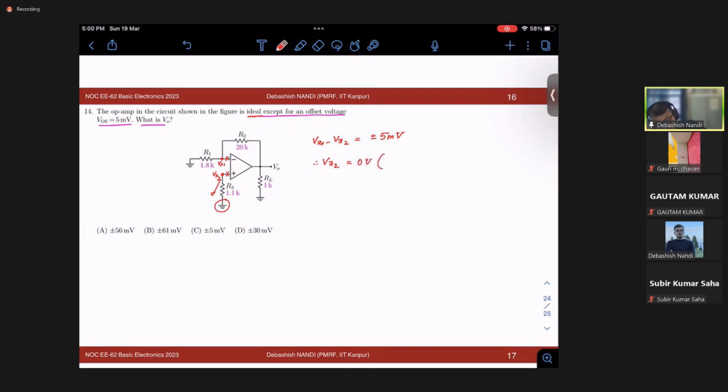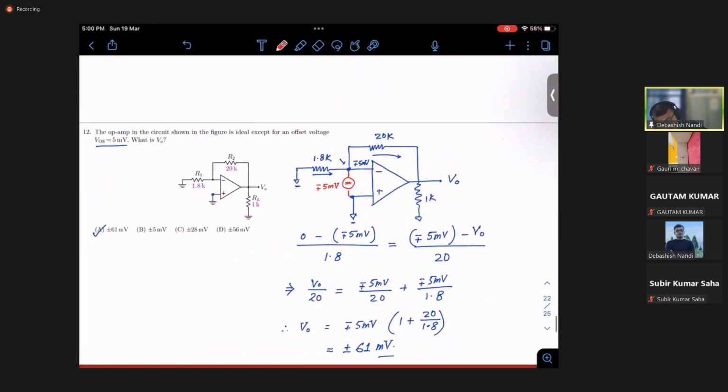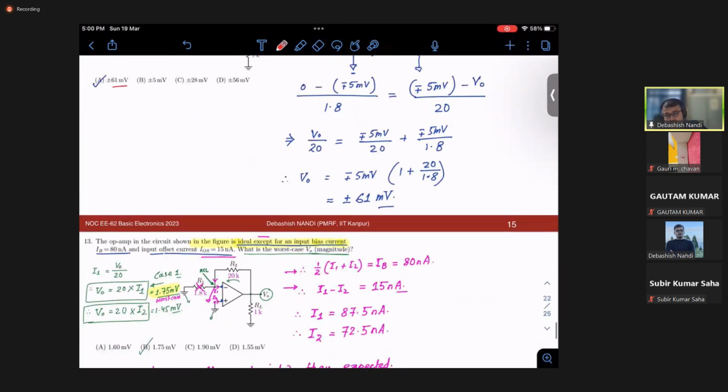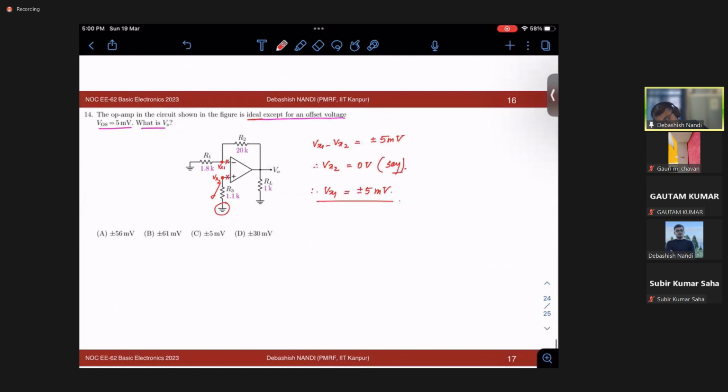Again, we analyze the circuit in the similar manner. Earlier, we have already analyzed this circuit, considering this point to be plus minus 5 millivolt. What was the answer? Answer was plus minus 61 millivolt, right? So here also your answer would be plus minus 61 millivolt. Same analysis as problem number 12. Okay, this problem, solution will be posted. I will not discuss this because time is almost over.